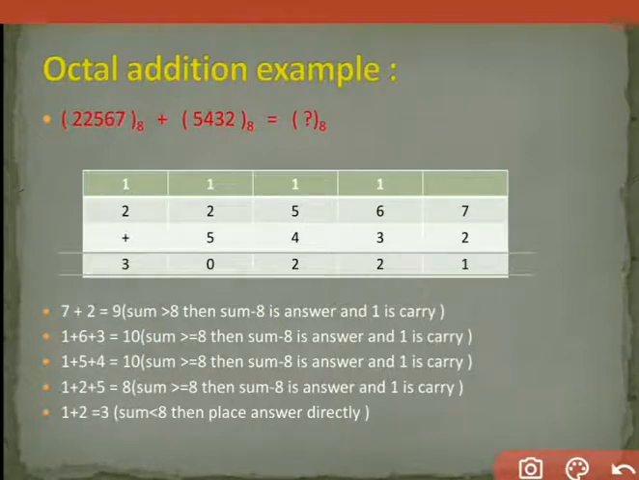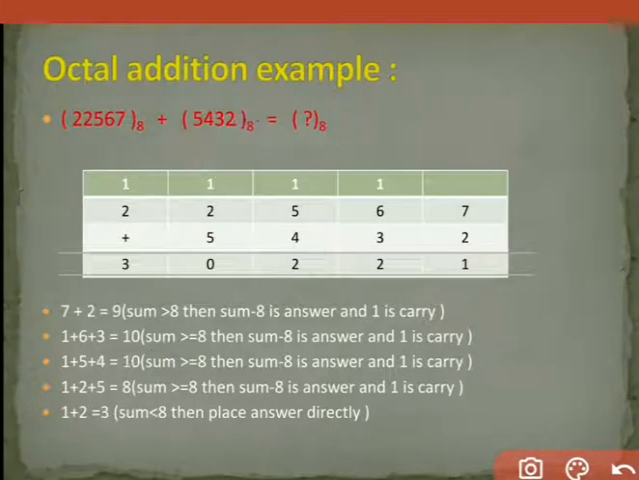After putting carry, what do we have to do? Again we add 1 plus 5 plus 4. 1 plus 5 plus 4 is equal to 10. Again 10 is greater than 8. We subtract 8 from 10. Now we get 2 as the answer. Again we put carry over there. That's why we are writing carry here.